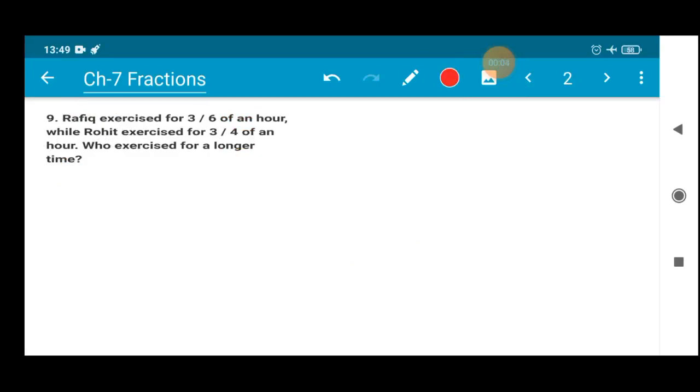Rafiqul exercised for 3 by 6 of an hour, while Rohit exercised for 3 by 4 of an hour. Who exercised for a longer period of time? That you have to calculate. It's very similar to the previous question, when we were comparing two fractions, right? So this can be done in a very simple manner. I have given you one hint, if you remember from a previous class, that whenever you have the same numerator, that is 3 and 3 here, then the denominator having the smaller number will be the greater fraction, right? You can do it like this also, or you can find the LCM directly.